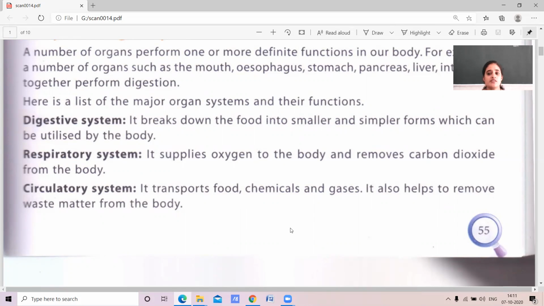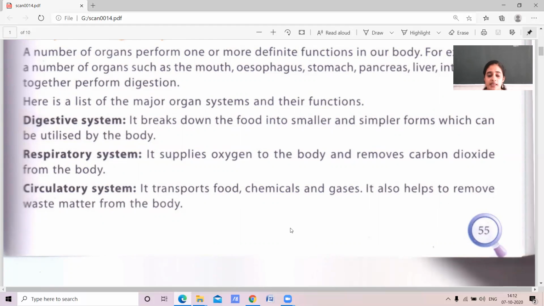Digestive system. What is the function of the digestive system? It breaks down the food into smaller and smaller form, which is utilized by our body, students. See here, whatever food we eat, it should be broken down into smaller and smaller form. Then afterwards, it is utilized by our body, students.